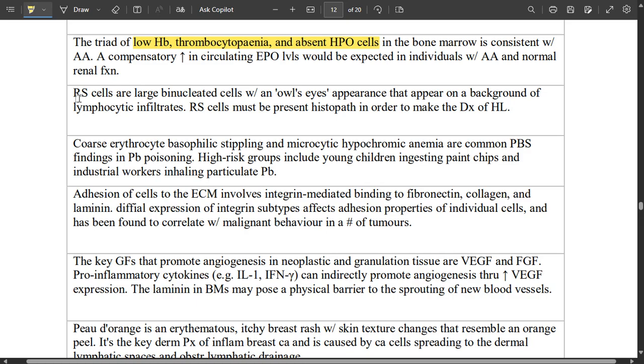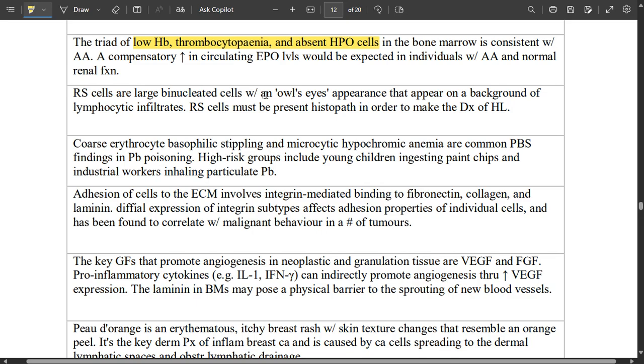Okay, Reed-Sternberg cells. They are owl-eyed shaped, their nuclei are owl's eye shaped. So Reed-Sternberg cells are large binucleate cells with an owl's eyes appearance that appear on the background of lymphocytic infiltrates. Reed-Sternberg cells must be present histopathologically to diagnose Hodgkin's lymphoma.